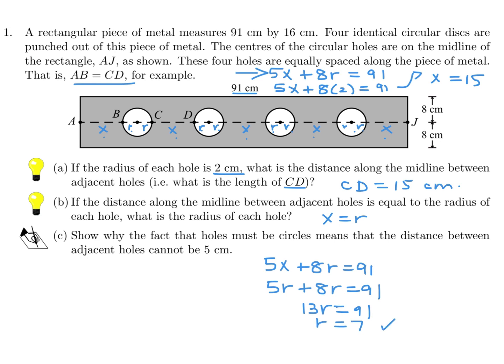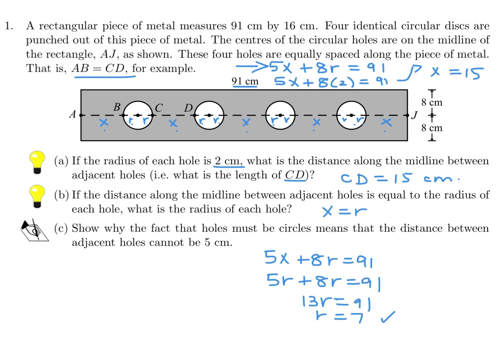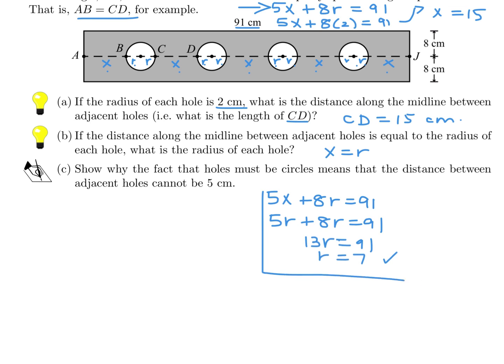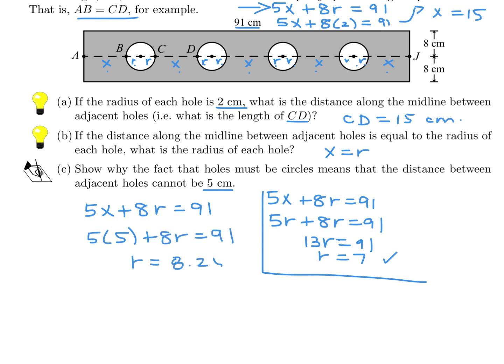And part C, show why the fact that holes must be circles means that the distance between adjacent holes cannot be 5. Okay. So I guess we're right back to the same formula again, and let's see what happens. Something obviously will happen that is not possible. So this time they're making 5 centimeters the value for X. So this is going to be 5 times 5 plus 8R is equal to 91. And when you solve for this, you get R equal to 8.25.